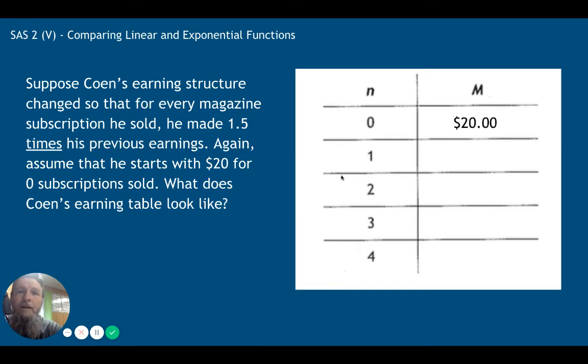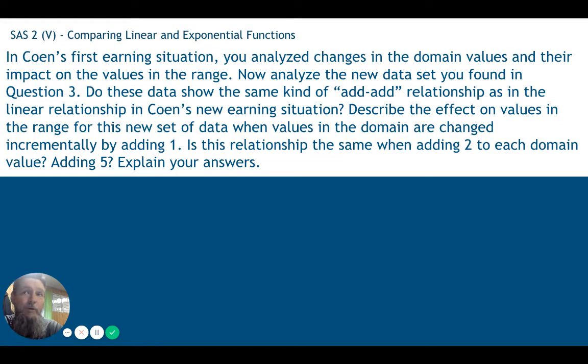For 1, he would have 20 times 1.5, which is 30. For 2 subscriptions, it's 30 times 1.5 or 45. For 3 subscriptions, it would be 45 times 1.5 or 67.50. And for 4 subscriptions, it's 67.50 times 1.5 or 101.25. Now, obviously, he's going to make a lot more money by using that particular compensation package.